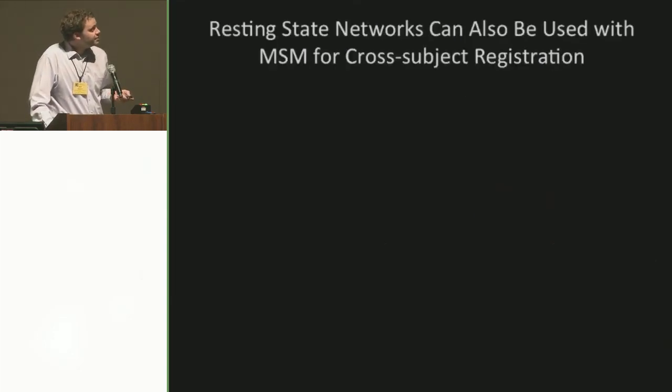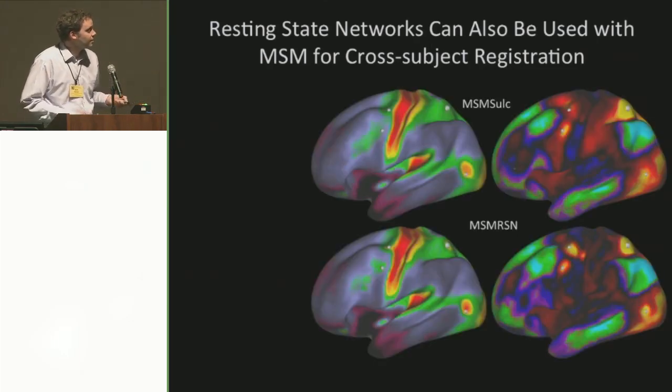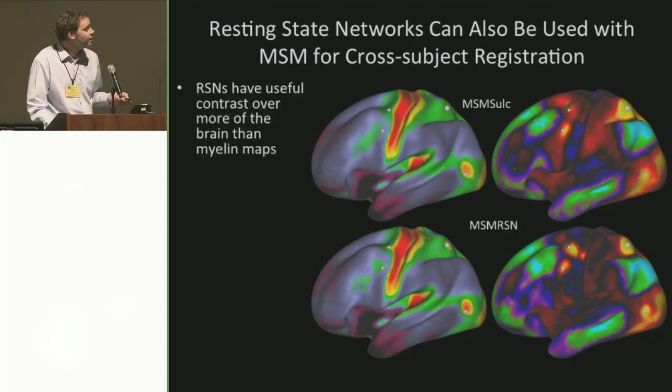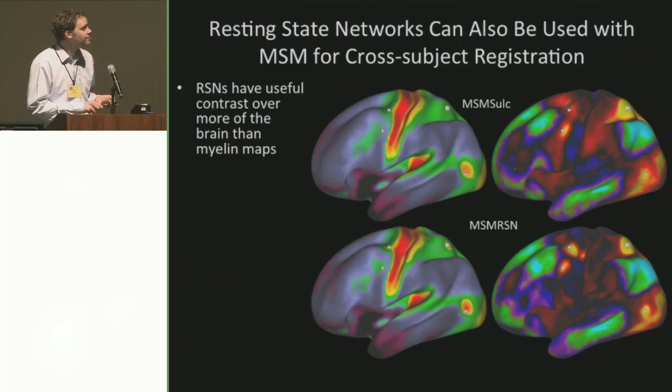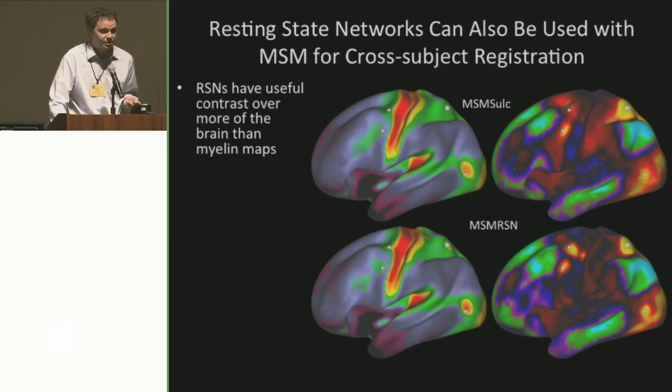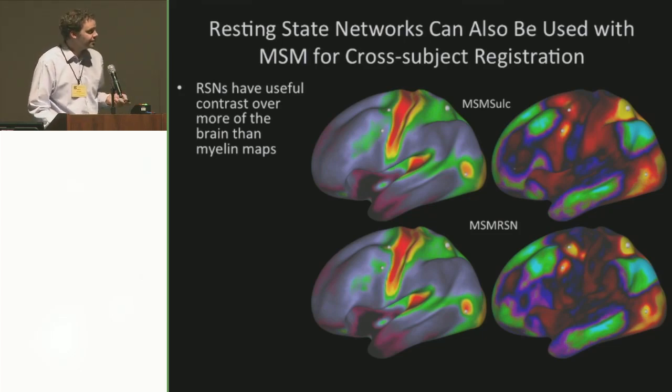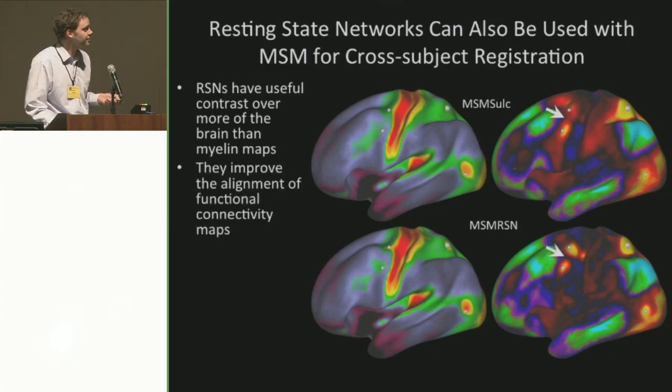Resting state networks can also be used with MSM for cross-subject registration. So here we're going to have folding-based alignment on the top and resting state network-based alignment on the bottom here. Resting state networks have contrast over more of the brain than do Myelin Maps. So we've got these big oceans of blue here in cognitive regions where we don't have so much contrast in myelin content, but we've got a lot more contrast in resting state networks. So we get improvement in alignment of functional connectivity, which is expected because that's the modality we drove the alignment with.